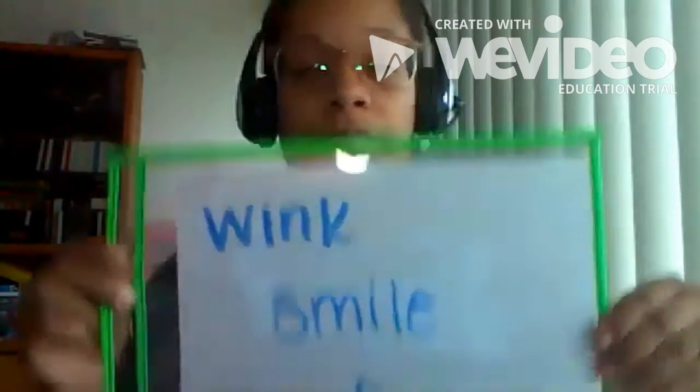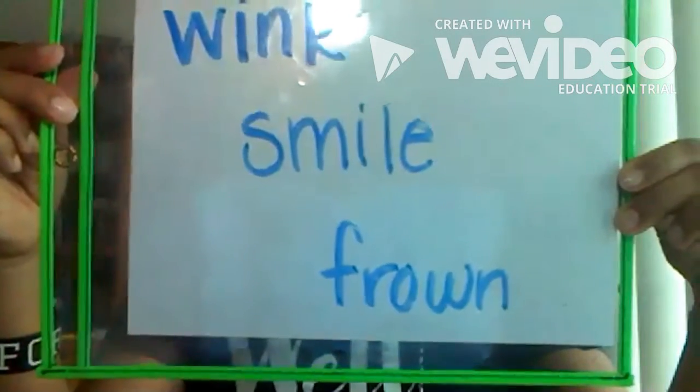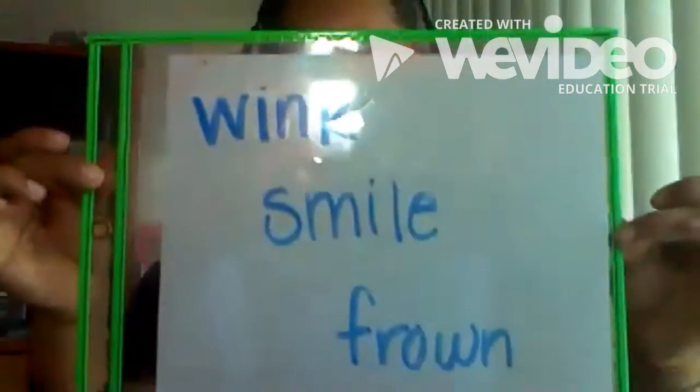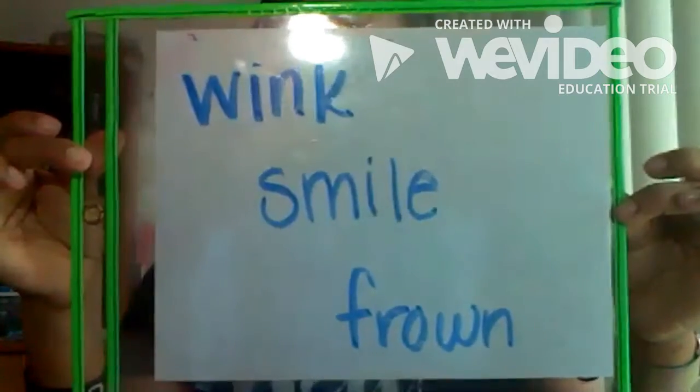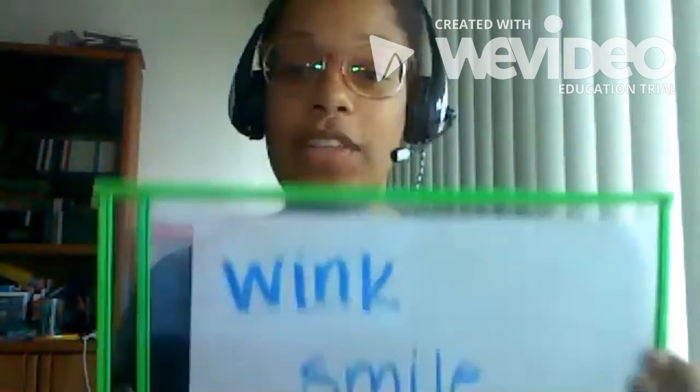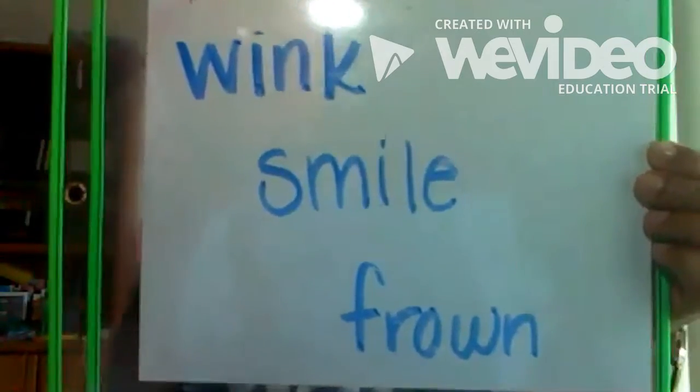What about this one? The children. Now, is children singular or plural? Plural. Very good. So you should have said wink, smile, or frown. Now, what about the silly monkey? Is the silly monkey singular or plural? Singular. That's correct. So you should have said winks, smiles, or frowns. Great job reviewing, making the subject and verb agree.